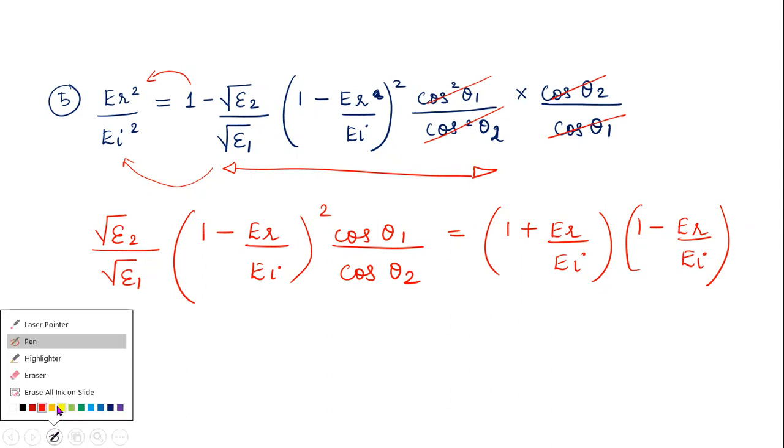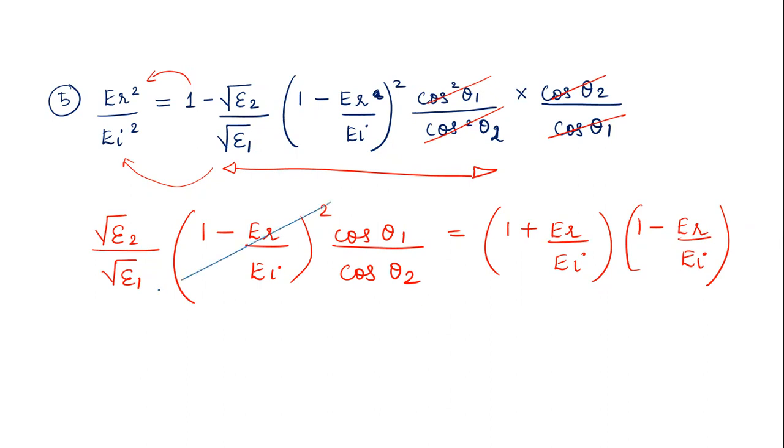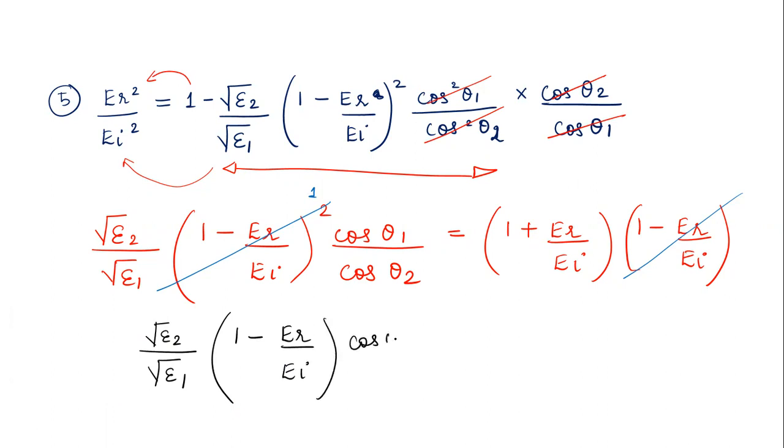If I do that, then what is going to happen? This one term and this one term I can cancel, right? One term will be left here. So finally, what am I going to get? If you're doing it with me, then I'm going to simplify it. So this is root of epsilon 2 upon epsilon 1, bracket 1 minus ER upon EI, cos theta 1 upon cos theta 2 is equal to 1 plus ER upon EI. It will look like this.